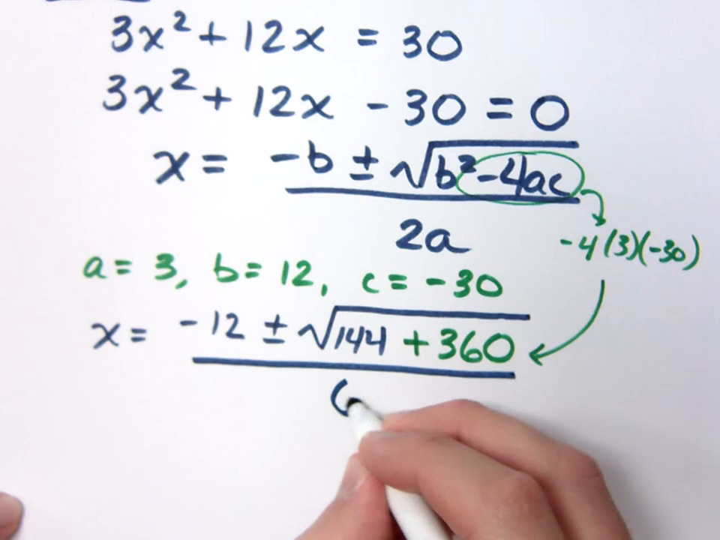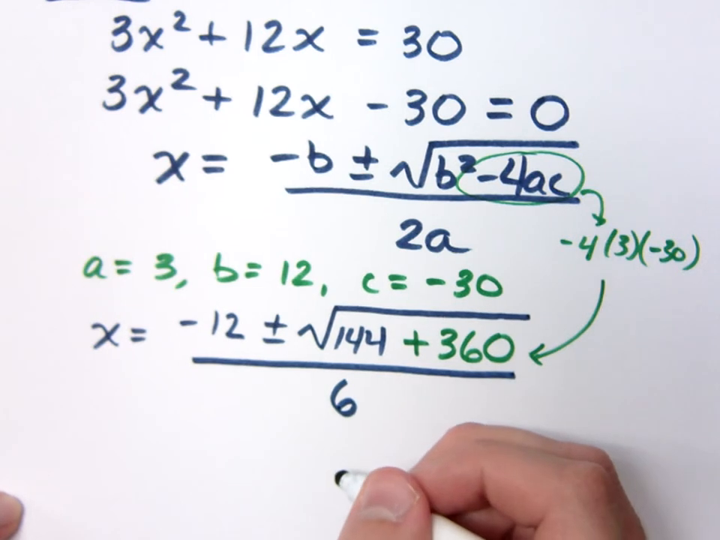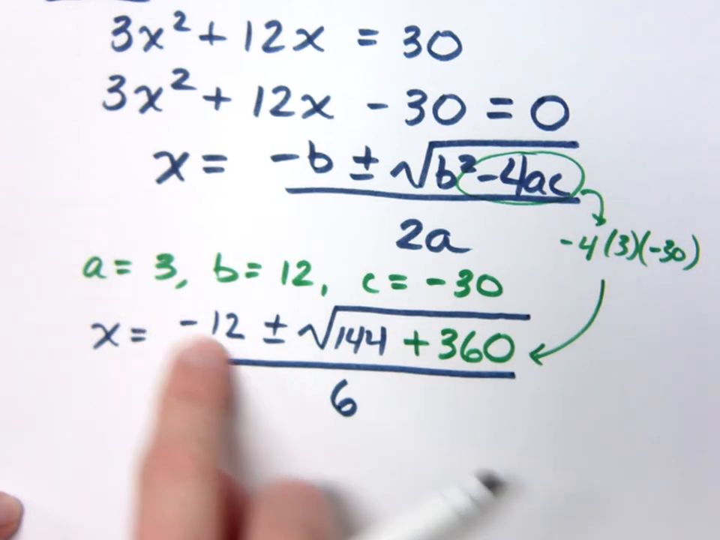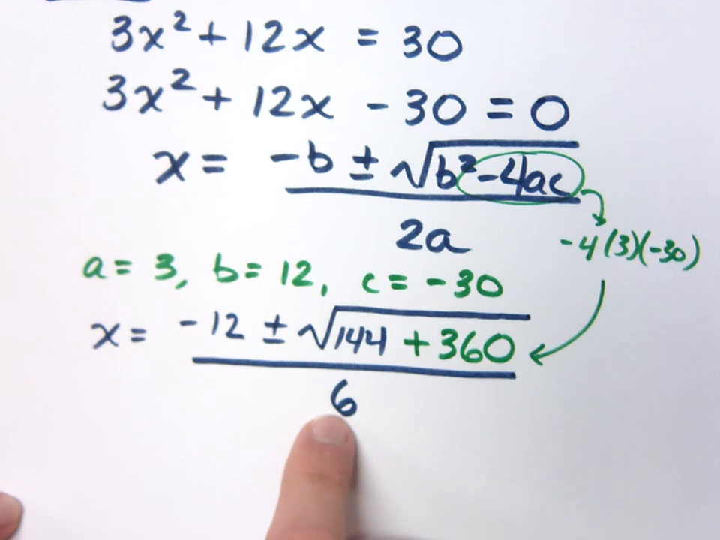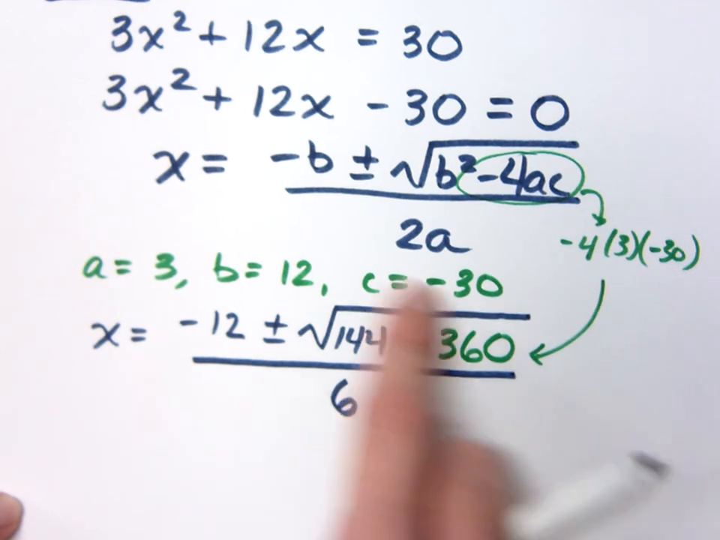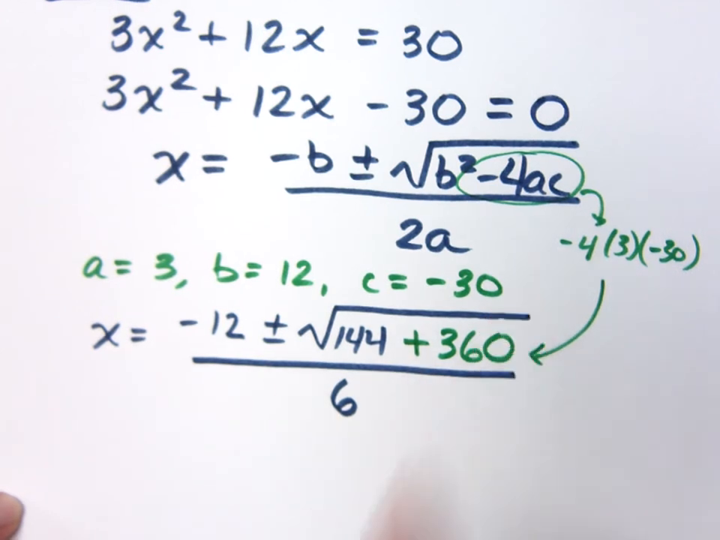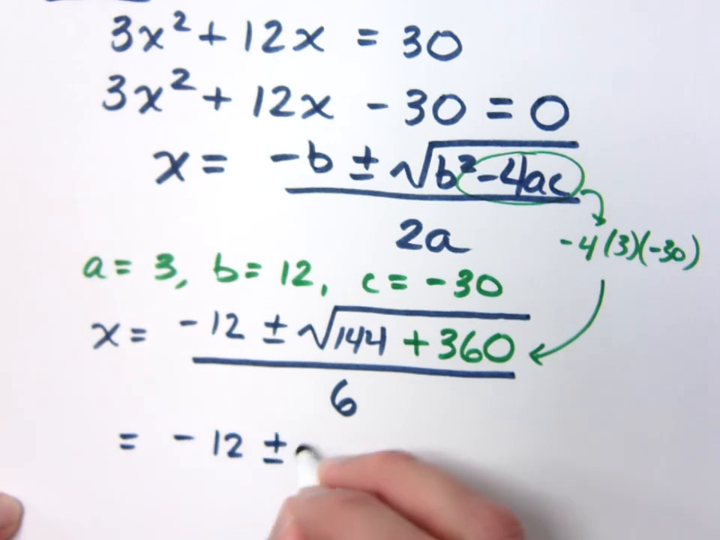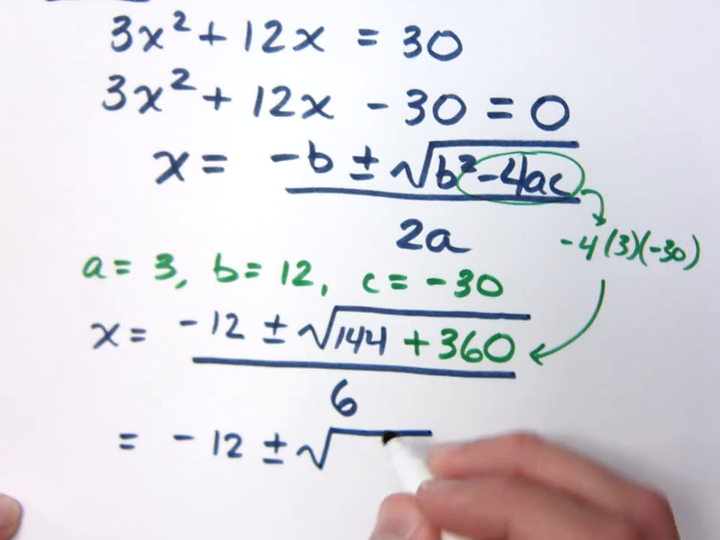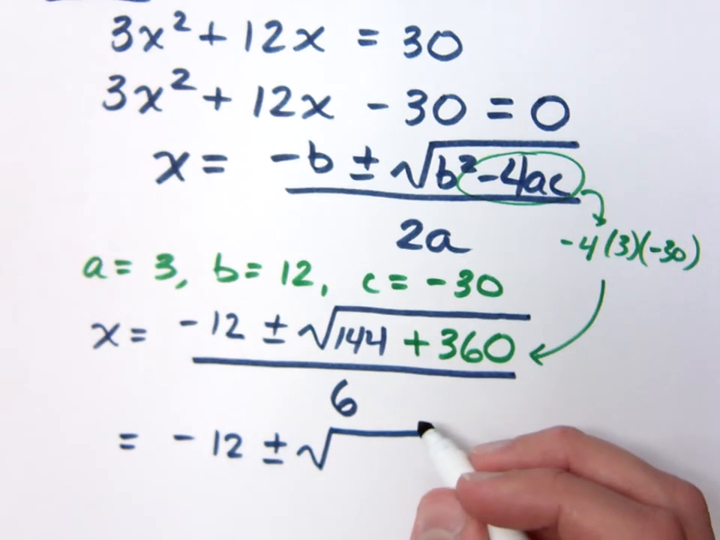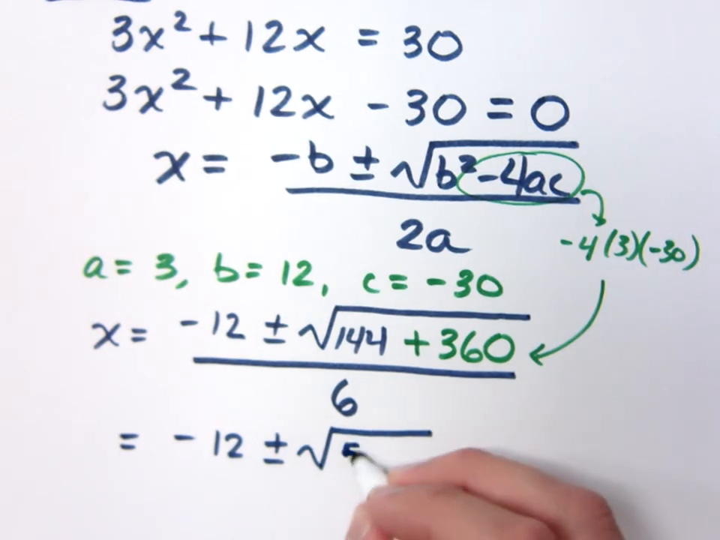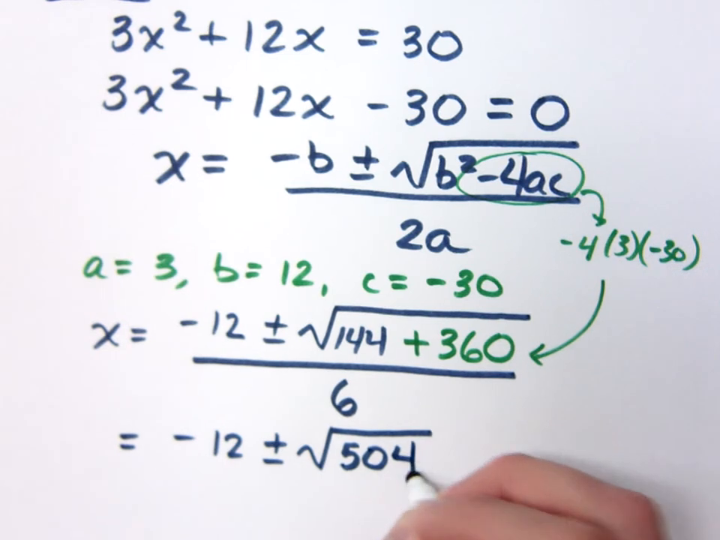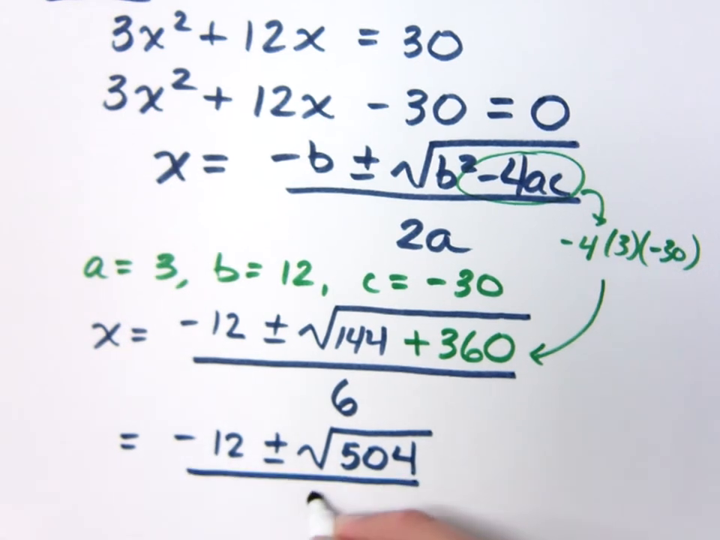What's 2a? That's 6. Do not reduce the 6 and the 12. What you need to understand is that 6 is the denominator, not just for the 12, but for this whole guy right here. So this is negative 12 plus or minus the square root of 144 plus 360, which is 504, and this is still over 6.